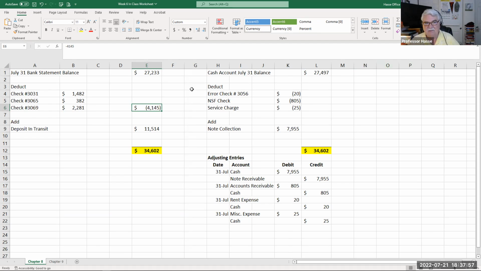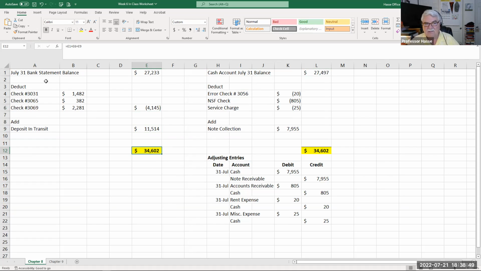At the same time, at the end of July, this company deposited $11,514 in this balance. But on the bank statement of July 31st, that deposit had yet to show up at the bank. Did you ever take a deposit to your ATM machine or to a bank and it says those funds are not going to be available for 24 hours? That's exactly what that is. It's called a deposit in transit. So since this $11,514 was included in this balance, I have to add it back in as a reconciliation item to my bank balance. I subtract out outstanding checks. I add in an outstanding deposit. There's my reconciliation balance of $34,602.